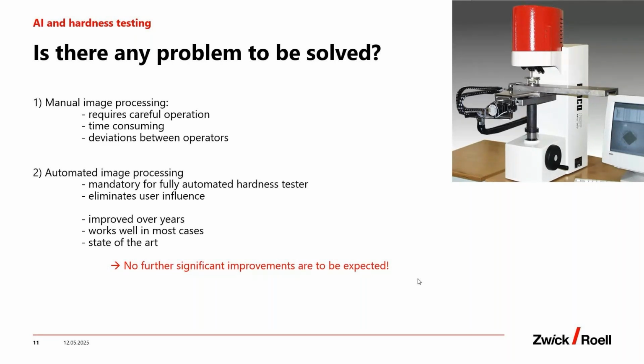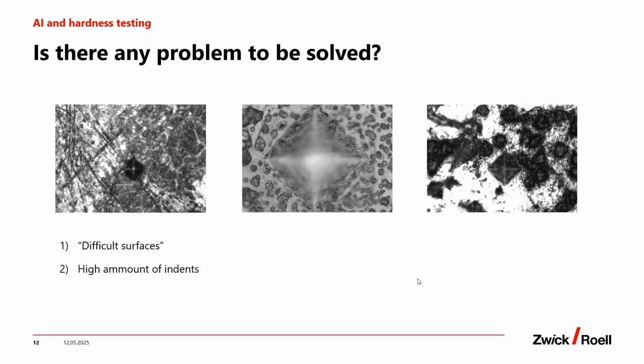We got feedback from customers that our algorithms for these tasks work quite well in comparison to others, and normally you do not have any problems. But you have cases where you have problems, and we did not have an idea how to improve that standard algorithm. And what is the problem? The problem is if you have difficult surfaces combined with a high amount of indents, the result of these old algorithms is not satisfying. So we want to have an automated image and indent detection.